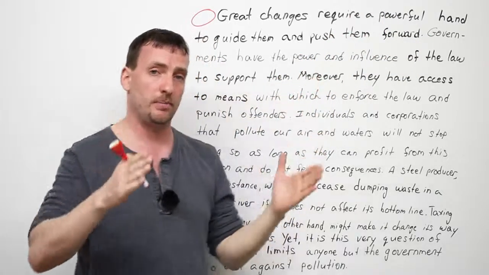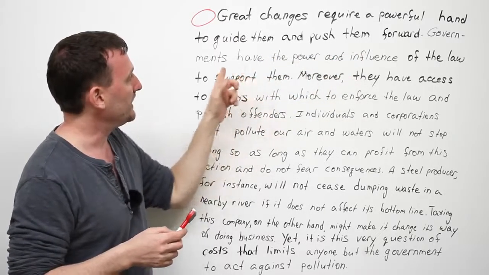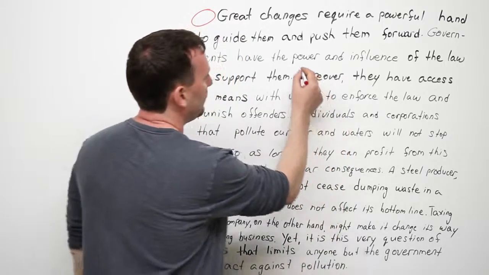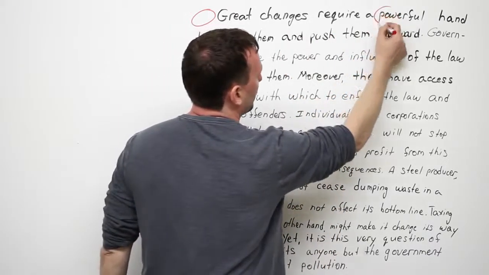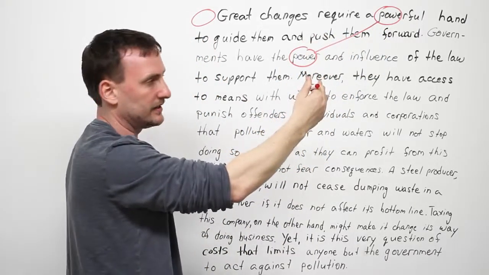I'm going to talk about the power, okay? Very, very general. Governments have the power and influence of the law. So now, here we go. Where did I go? Powerful, and I'm still talking about power. I'm connecting the 2 sentences.